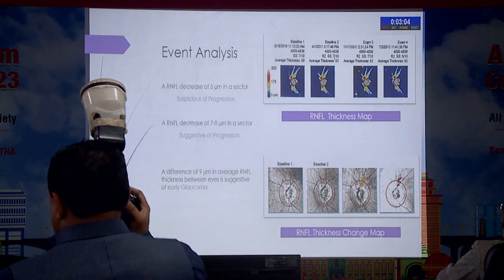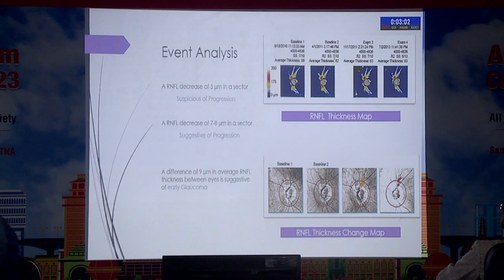In event analysis, the topmost picture, the blue picture, shows the RNFL thickness map, where we can see that these two are the baselines and these two are the subsequent follow-up visits. The machine compares these two baselines with the subsequent follow-up visits, and this is the thickness change map, where you can see again the two baselines, and if a change is detected for the first time, it is marked in yellow and then it goes to red.